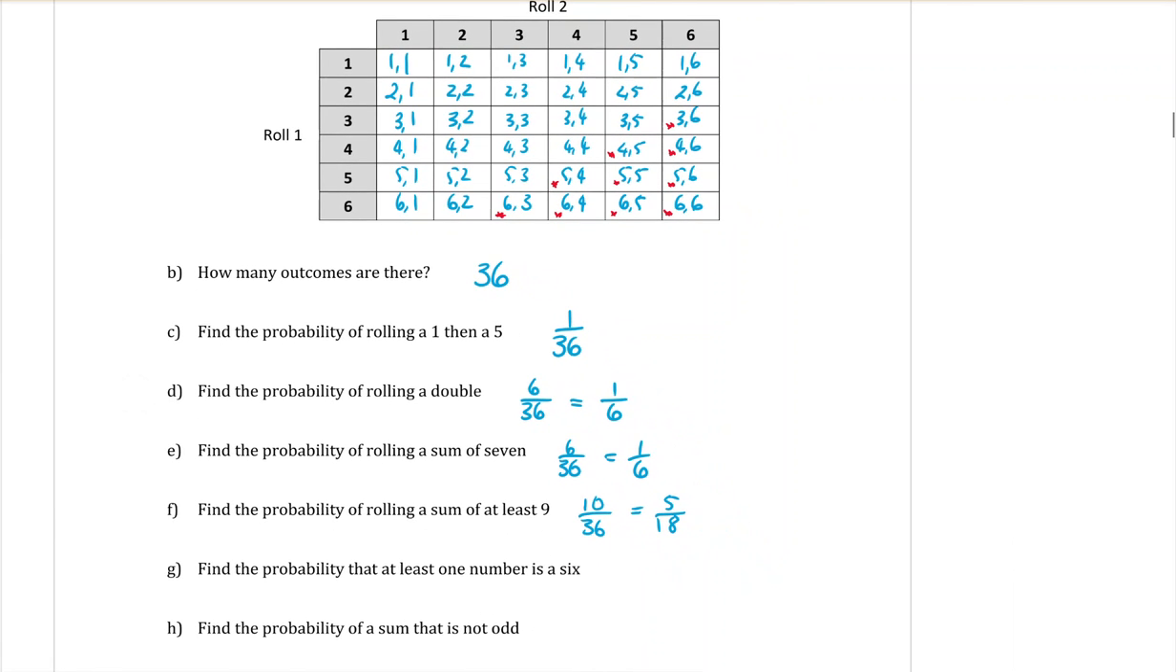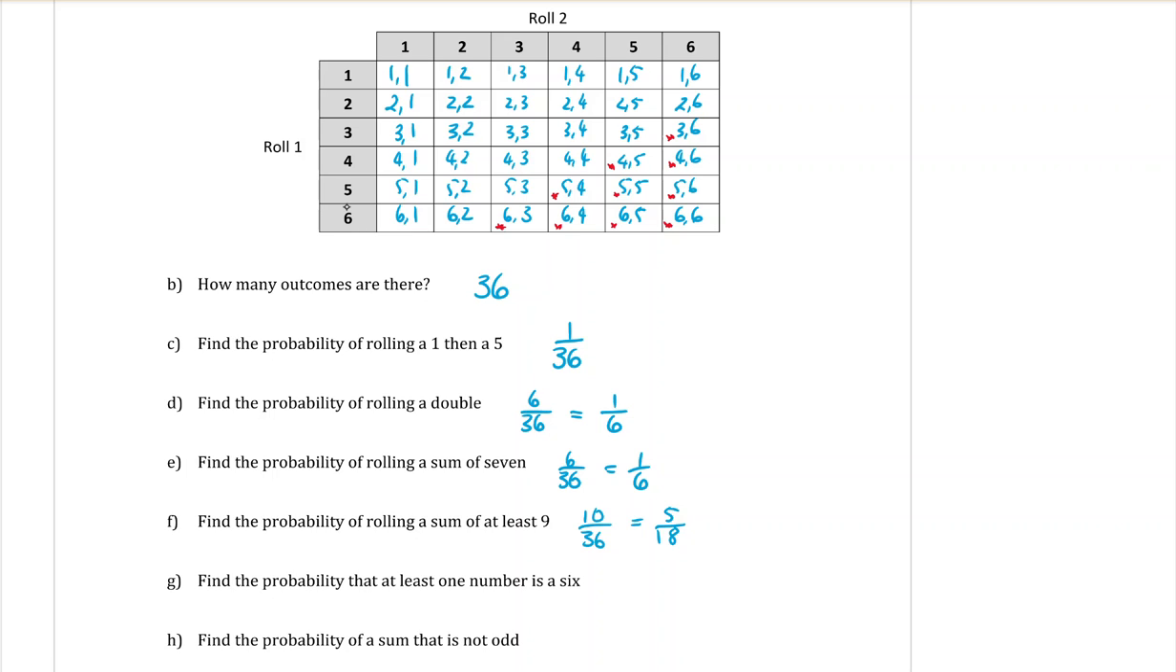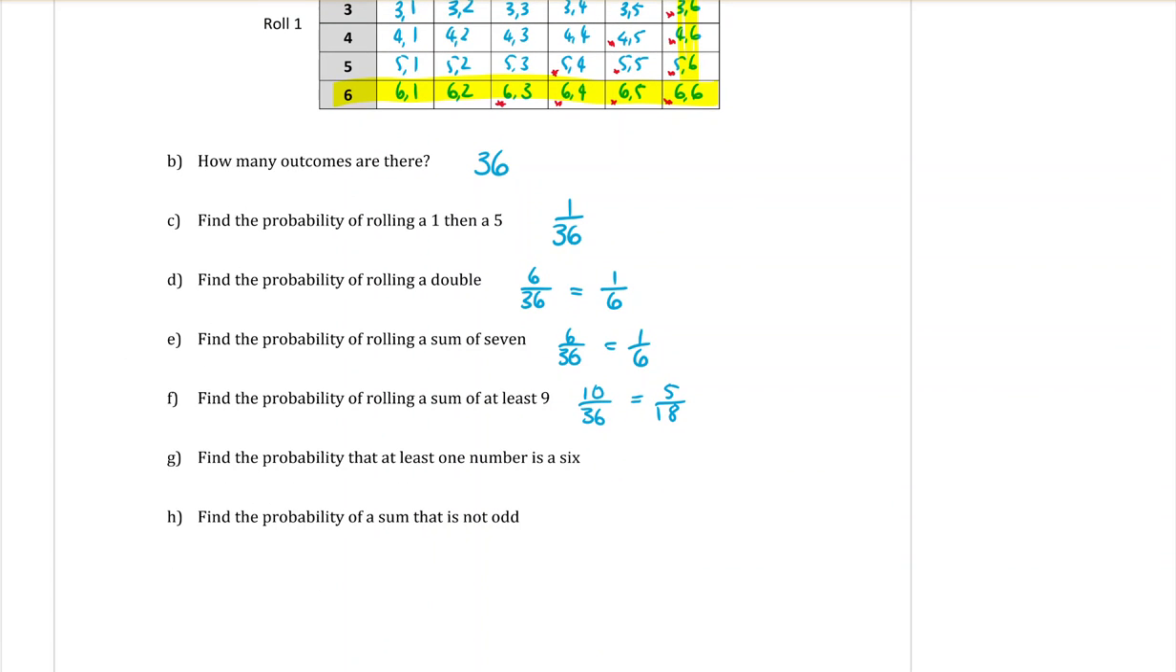G, find the probability that at least one number is a 6. So that would mean I can roll the 6 first, which would be anything in that row, or the 6 second, which would be anything in this column. Don't count 6, 6 twice. Okay, so there is 11 favourable outcomes there. 11 out of 36.